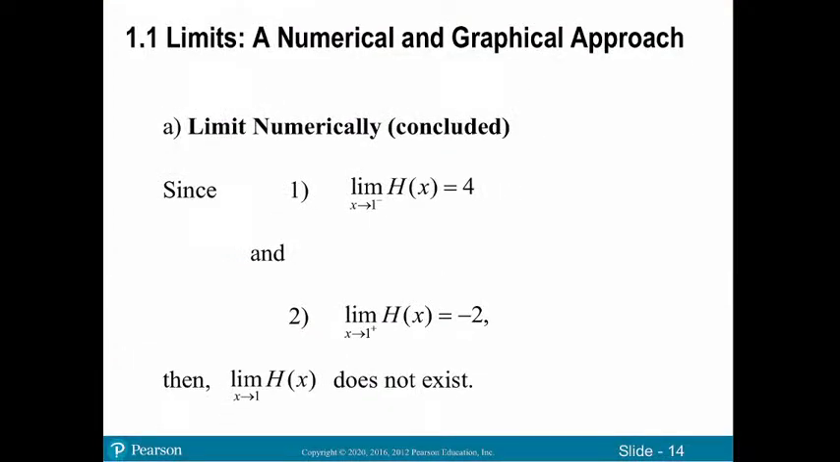Right? So then for part A, I think we already acknowledged this. The limit as x approaches 1 from the left is 4. The limit as x approaches 1 from the right is -2. So therefore, the limit as x approaches 1 of this function does not exist because the left-hand limit is not equal to the right-hand limit.